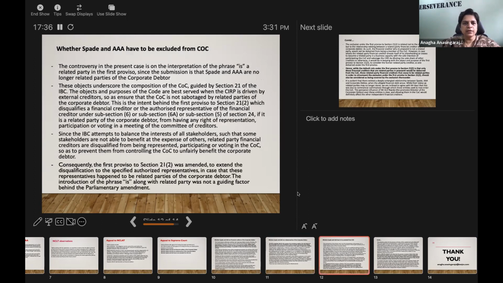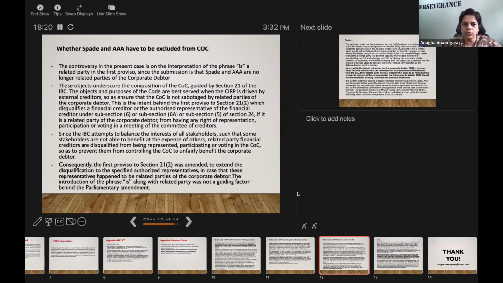Now, the next question which arises for decision is whether Spade and AAA have to be excluded from the COC. So, having concluded that they are related parties, whether they should be excluded from the COC. Now, the controversy in the present case is on the interpretation of the phrase "is". You know, in 5(24F), or if we look at 5(24) itself, it says "is a related party". So the question to be decided is at what point in time this is to be looked at. The contention of Spade and AAA was that in the past they were related parties, but as of the insolvency commencement date, they both are not related parties. So that was the point to be discussed: how to interpret the phrase "is".